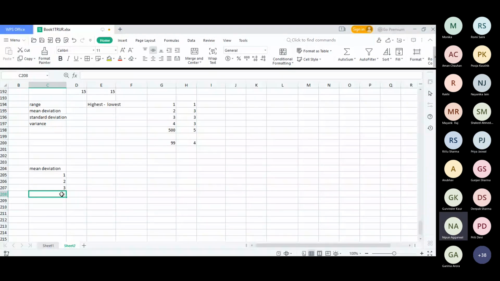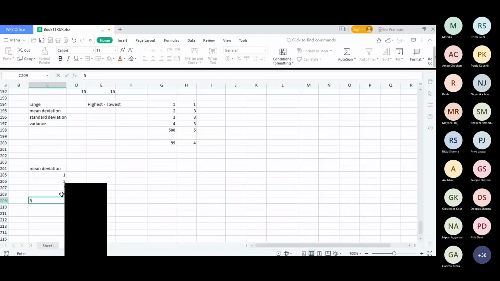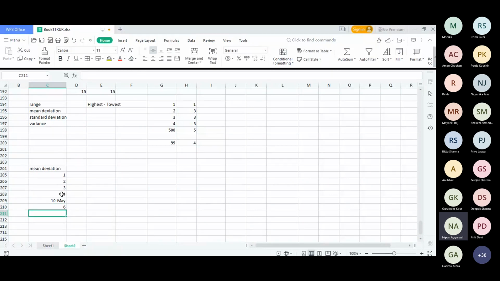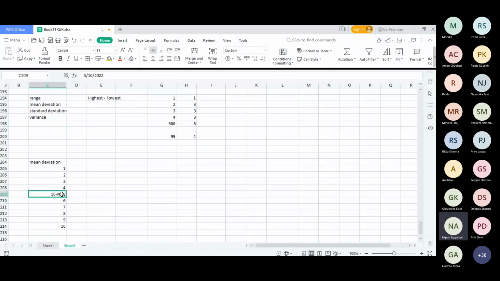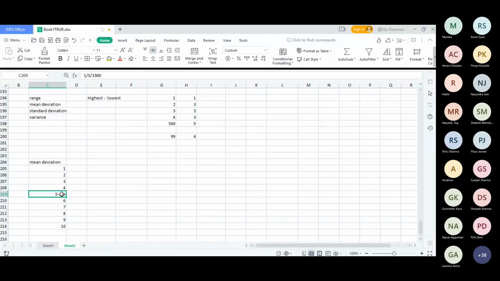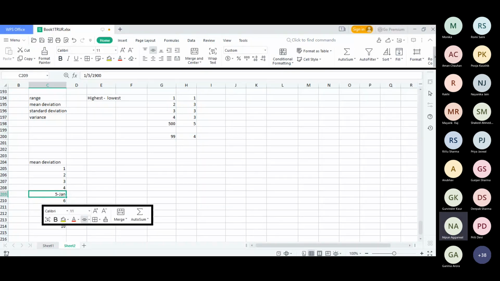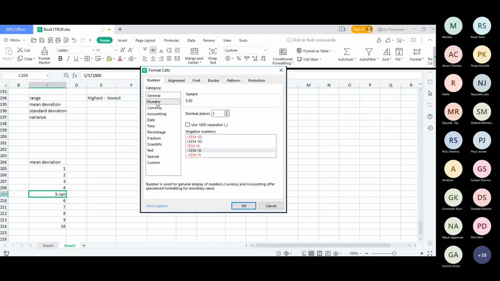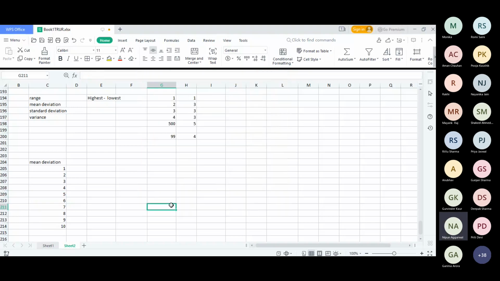So that is mean deviation: 1, 2, 3, 4, 5, 6, 7, 8, 9, 10. So that is the data from which we have to calculate the mean deviation.